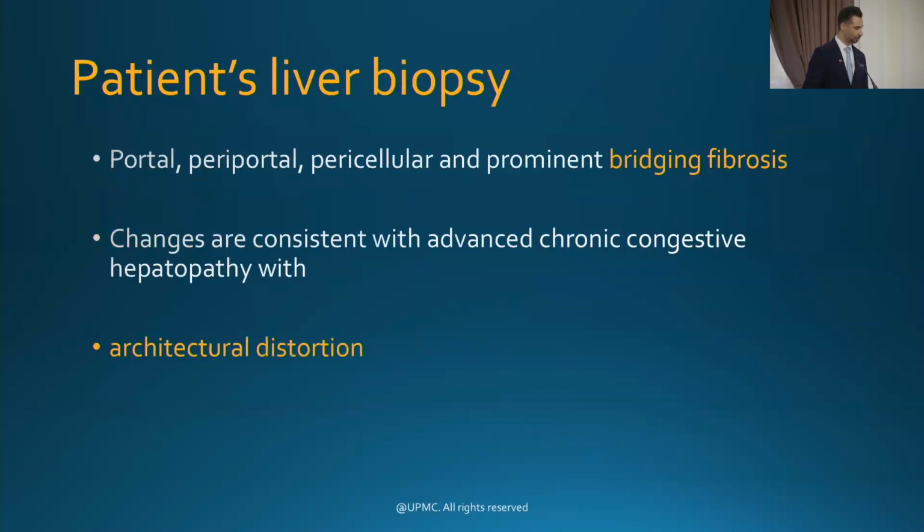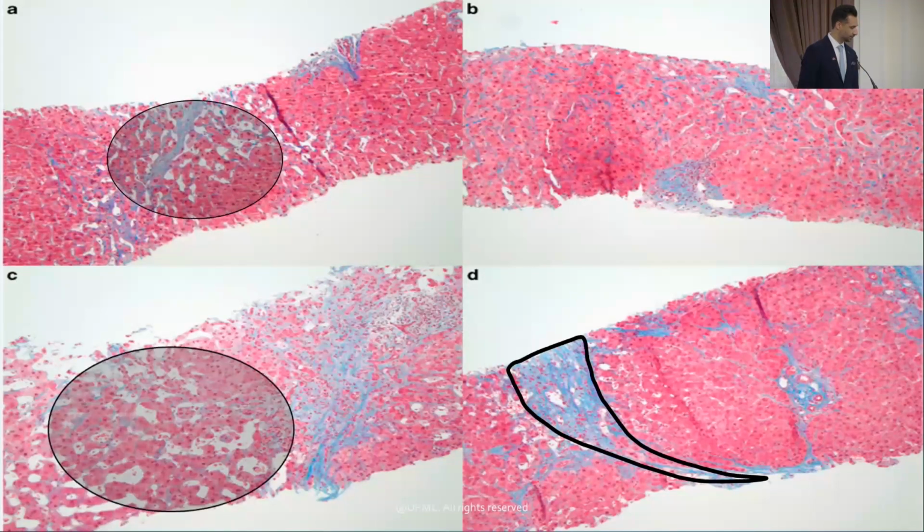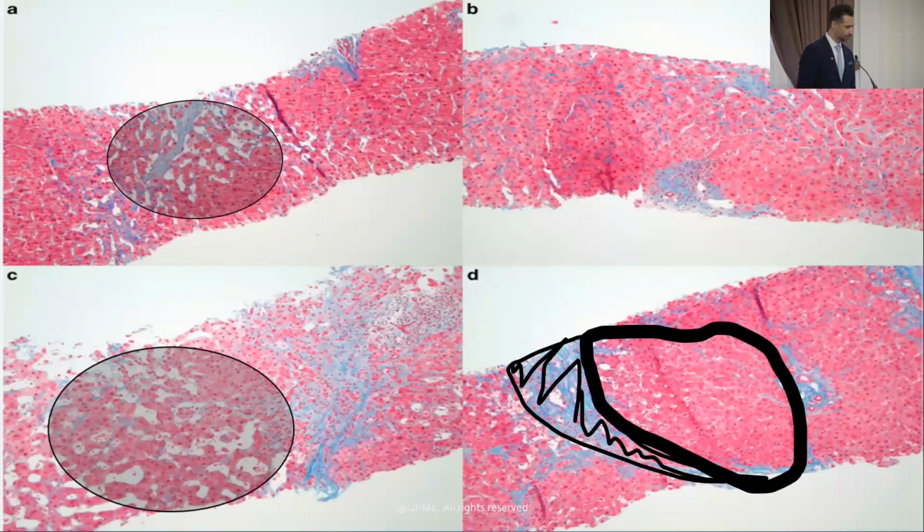His histology revealed portal to periportal fibrosis. Changes were consistent with advanced chronic congestion. There was architectural distortion. Overall, you would summarize these biopsy findings as early cirrhotic changes. Here's a representative image of his trichrome. Here I'm just highlighting the sinusoidal congestion and the hemorrhage, which is classically seen in outflow obstruction. And over here I've highlighted an area of bridging fibrosis, and you can almost make out a nodule.